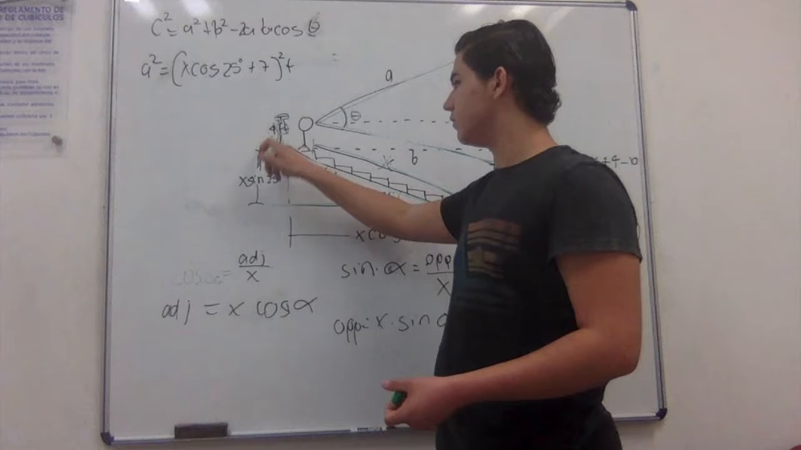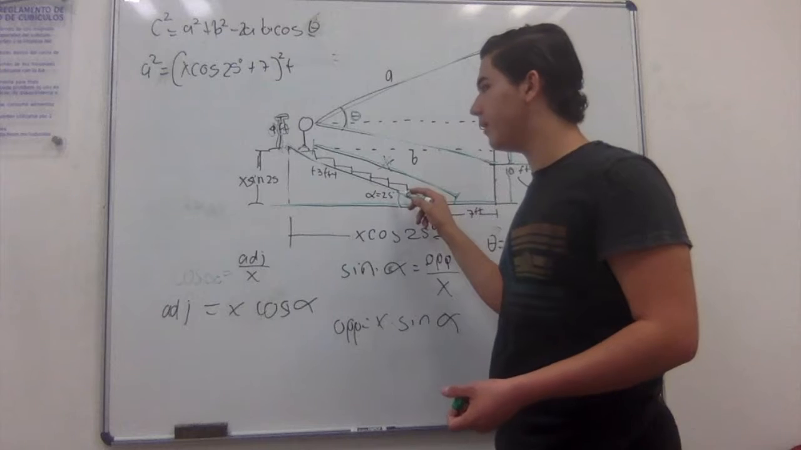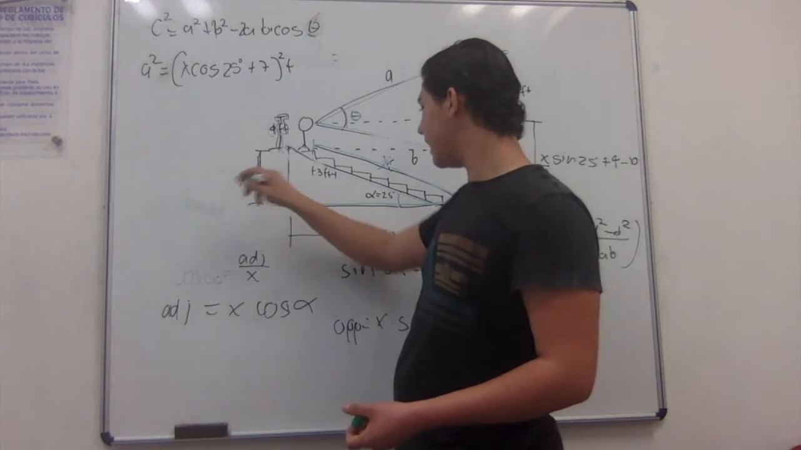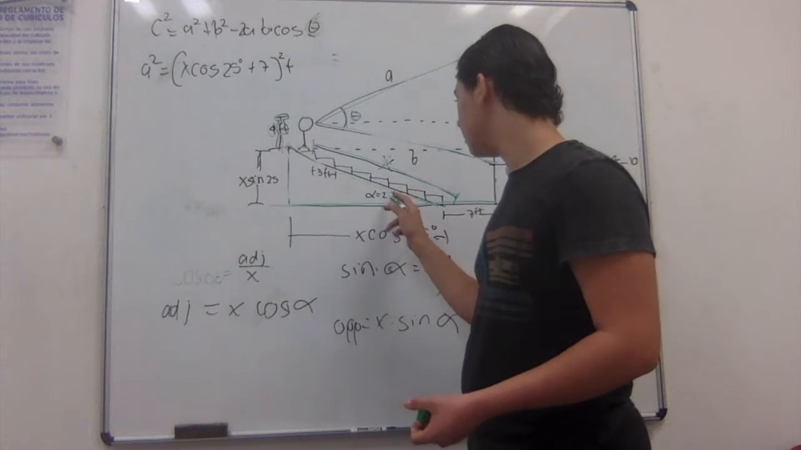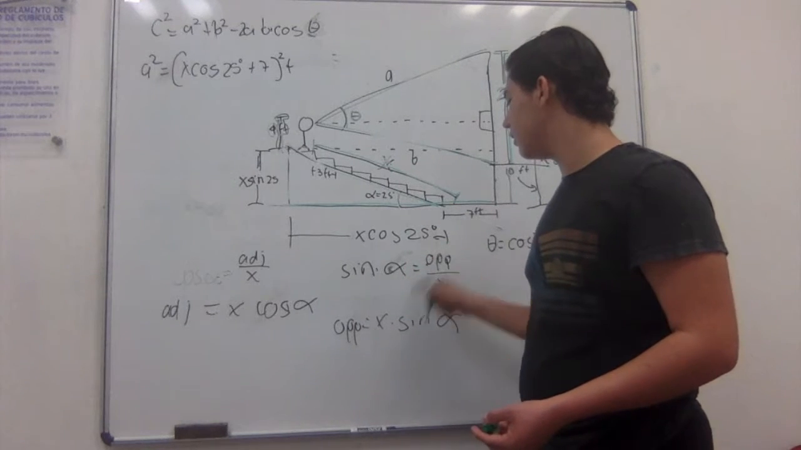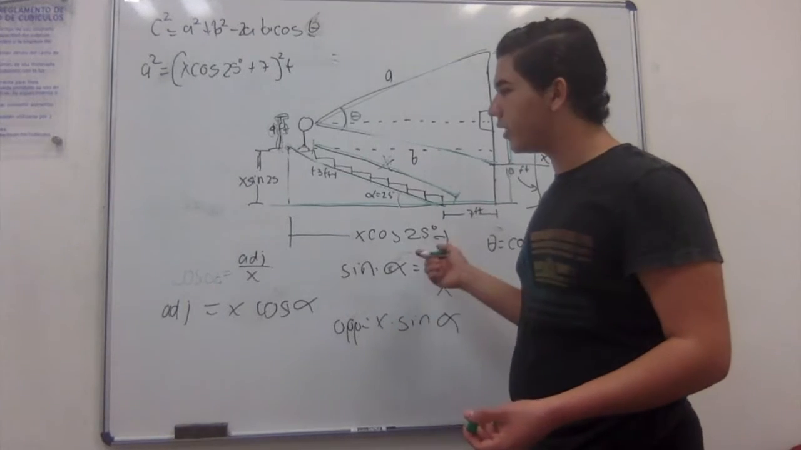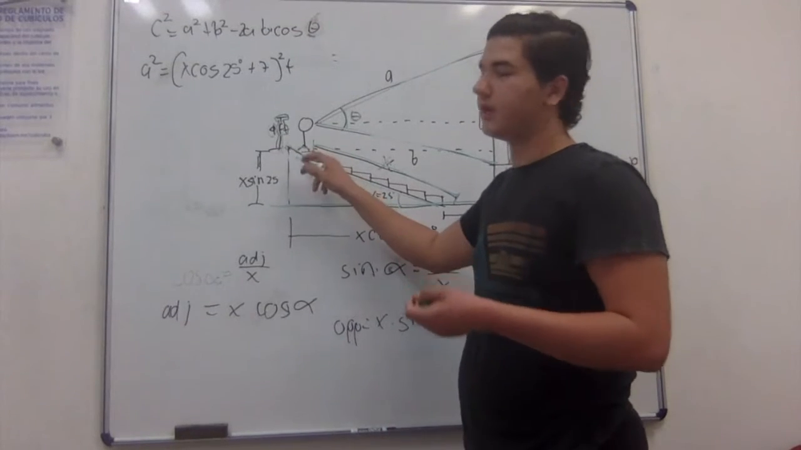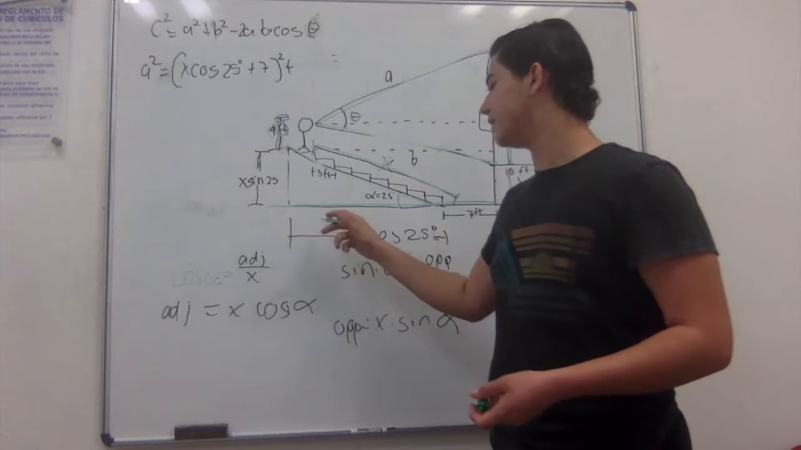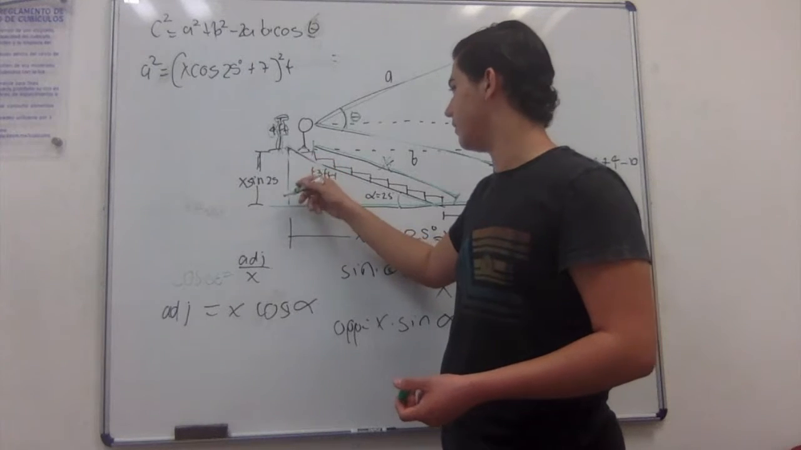And now for this measurement, we're going to use sine. Sine of alpha is opposite over hypotenuse. In this case, this is x, so sine of alpha is opposite over x. So we isolate opposite, and we get that opposite is x times sine of alpha. So now we know the algebraic measurements of this triangle. This part measures x cosine of alpha, this x sine of alpha, and this measures x.